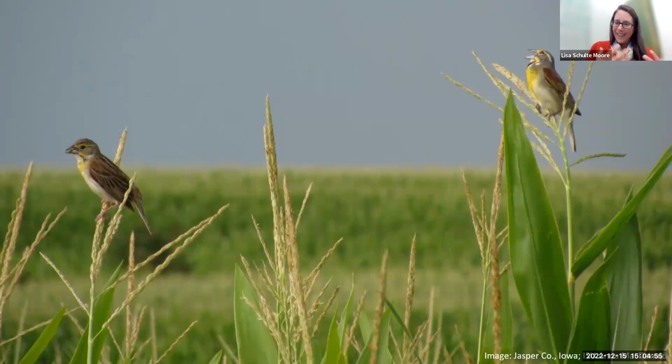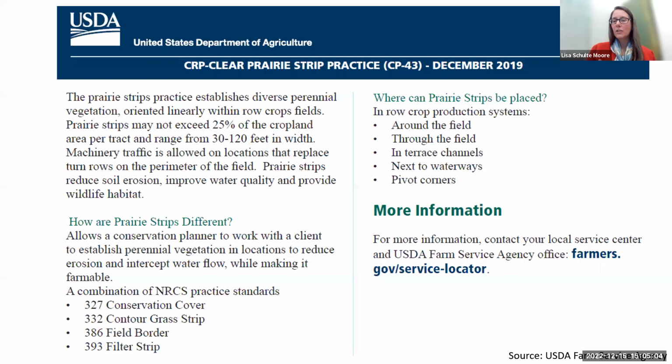Well, it was those four things coming together, trying to keep our farm landscapes productive for farmers, as well as addressing the concerns of soil loss and degradation, water quality and wildlife habitat, that is why USDA FSA established the Prairie Strips Conservation Reserve practice, as Rich noted, CP 43.